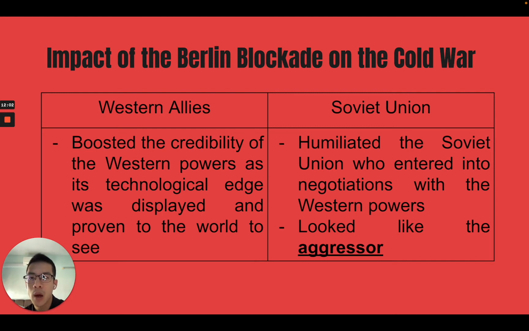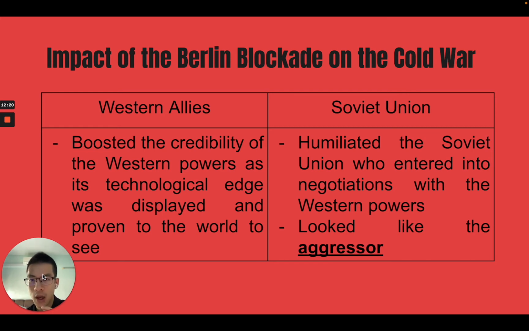And on the Soviet Union side, how did this Berlin blockade impact them? Frankly, it humiliated them, because Stalin now had to withdraw, he had to lift the blockade, and he had to enter into negotiations with the Western powers. And from the standpoint of the world, it looked like he was the aggressor.